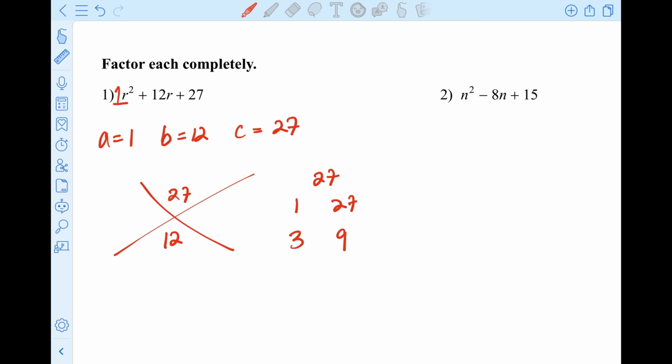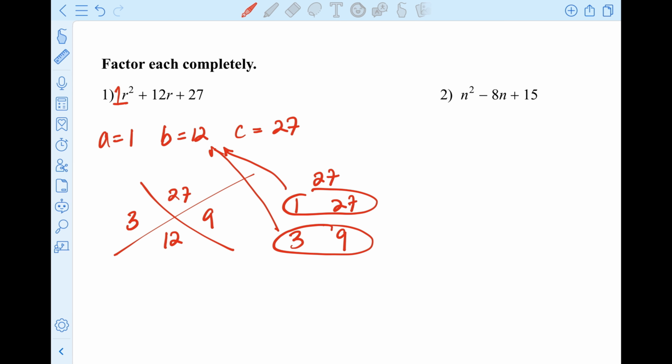Now, the question is between 1 and 27 and 3 and 9, which one, when you add it together, you get B? All right, it's pretty straightforward. As you guys can see, it's 3 and 9. So 3 times 9 gives us 27. 3 plus 9 gives us 12, right? That's one way to look at it.